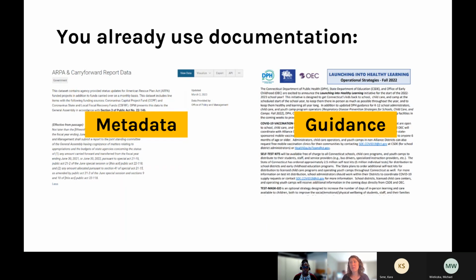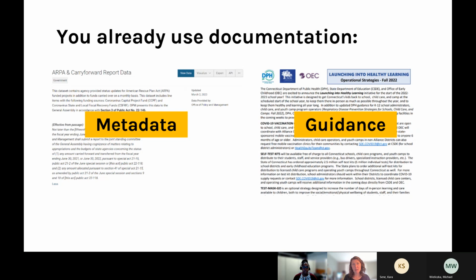So these are examples of documentation that we might use in our regular work. On the left-hand panel, you'll see what we call metadata. So metadata is information, data on the data, basically. This is a screenshot of a recent data set that we launched on the Open Data portal. And the metadata gives you background on where the data came from and the motivation for its publishing.